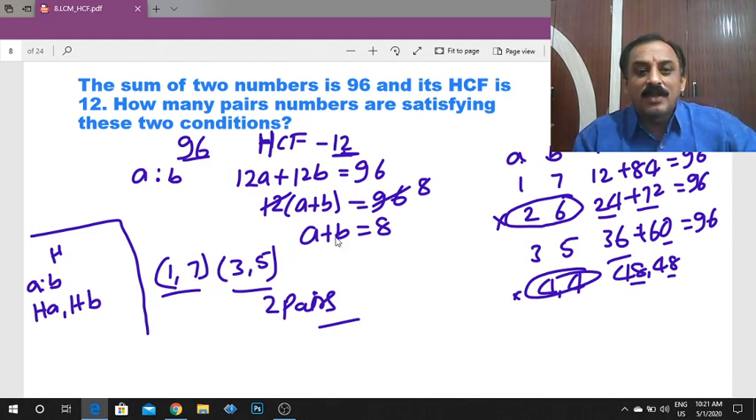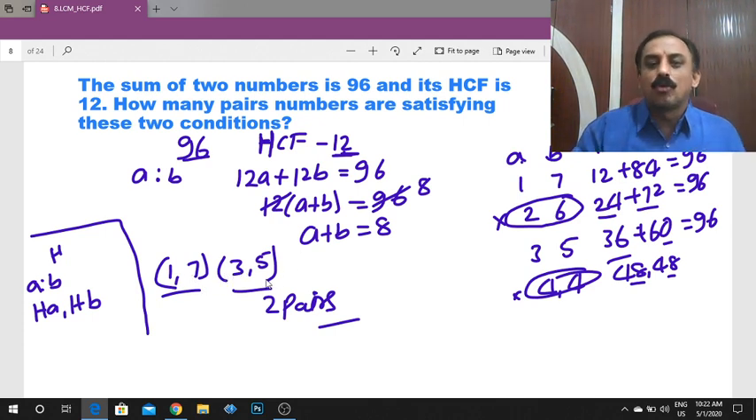1 plus 7 is 8. And don't take 2 and 6, because 2 and 6 are not co-prime numbers. A value 3, B value 5, 3 plus 5 is 8. 3 and 5 are co-prime numbers, so both the numbers should be co-prime numbers. 1 and 7 are co-prime numbers, 3 and 5 are also co-prime numbers.